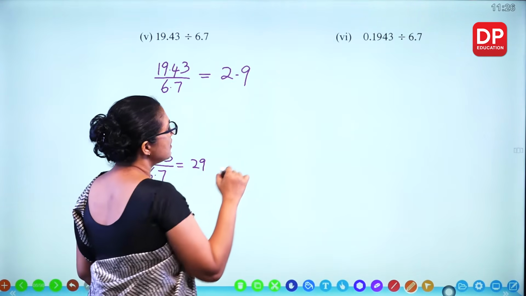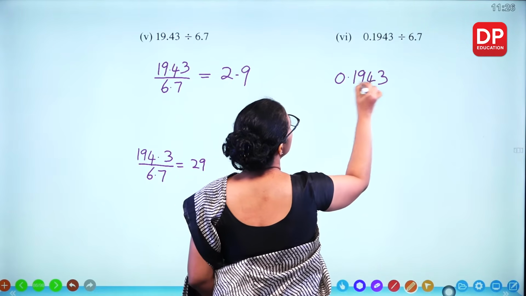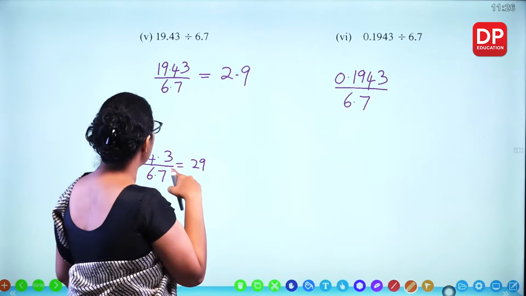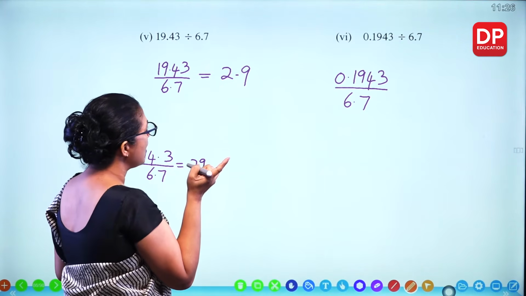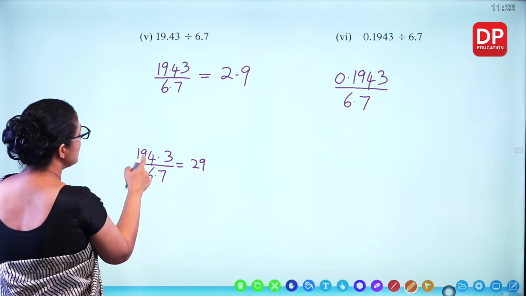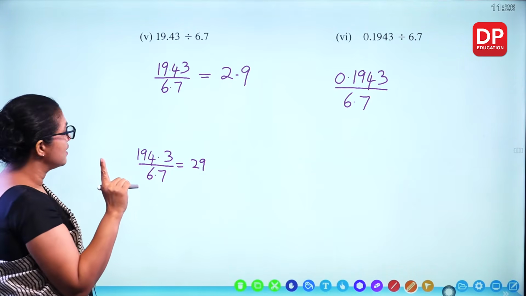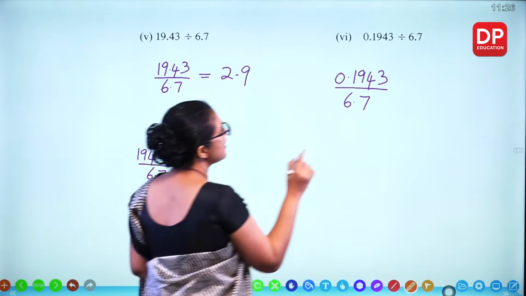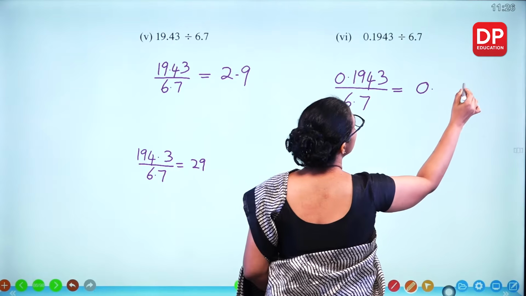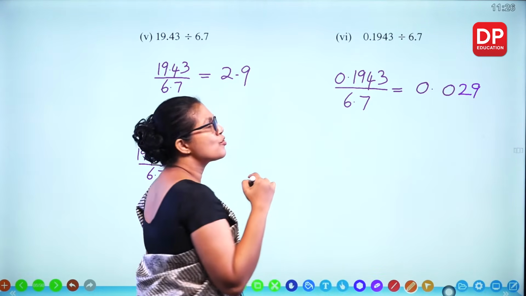This one, 0.1943 divided by 6.7. So what can we do? Denominator is okay. 0.1943 means divide by 1000. 29 divided by 1000, you get 0.029.